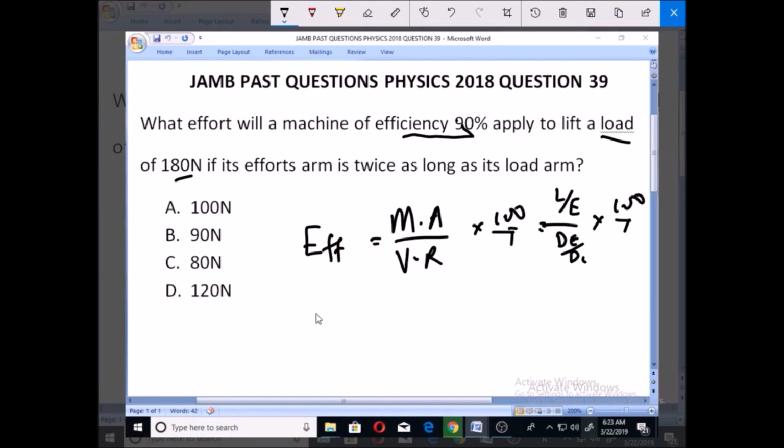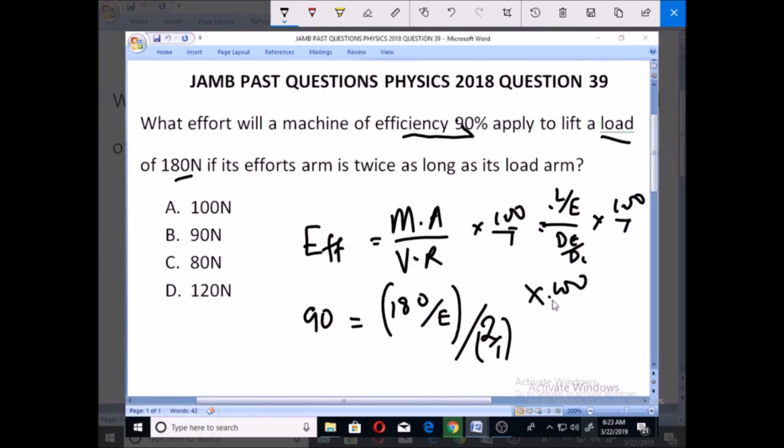So using this, we have efficiency of 90%, which we have 90 is equal to, what is the value of the load? The value of the load is given as 180. So in place of this L, load, I put 180, all over effort, which is what we are looking for. E, we don't know. So all this all over DE. What is DE? What is the distance moved by the effort? We say that the effort arm is twice that of the load. So if the effort is 2, that of the load is going to be 1, 2 over 1. So all these times 100 over 1.